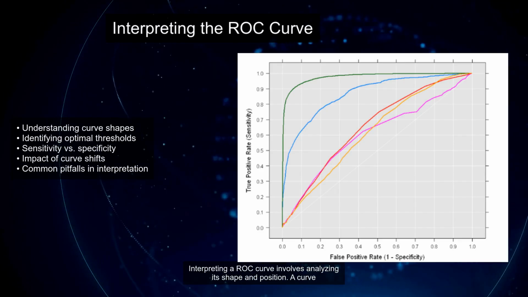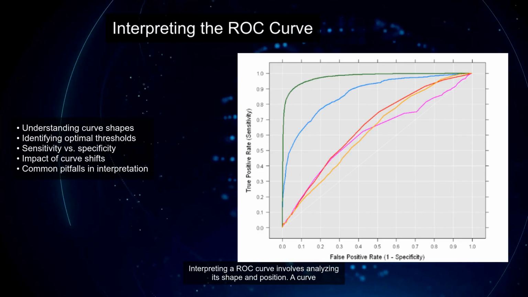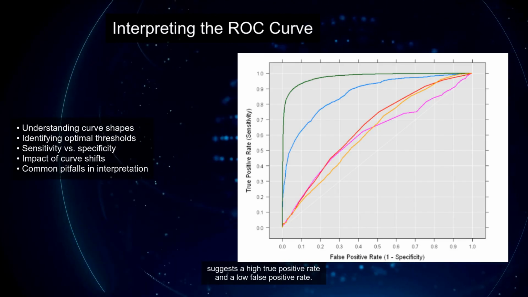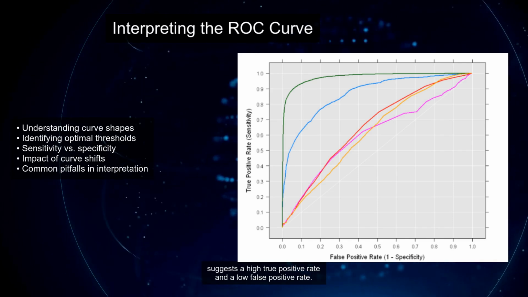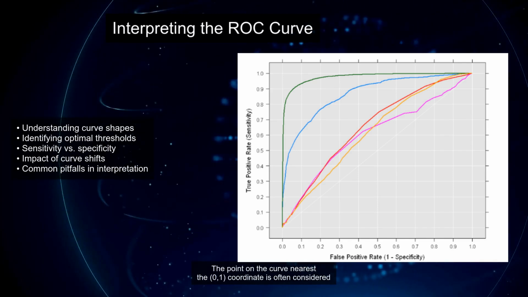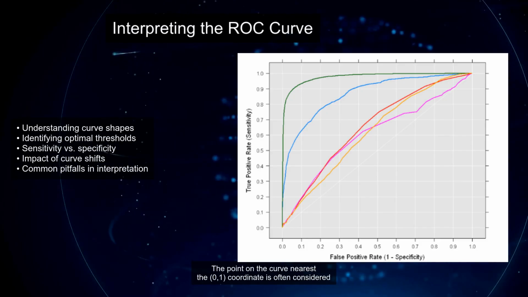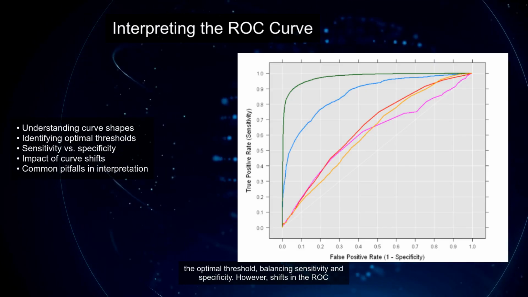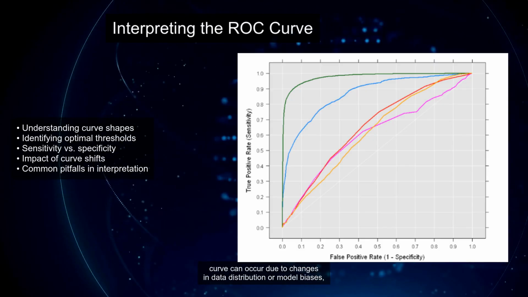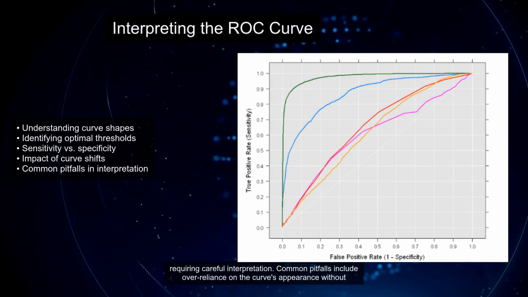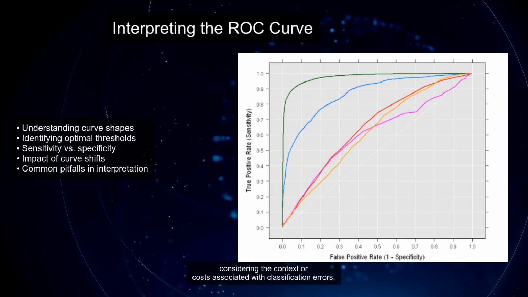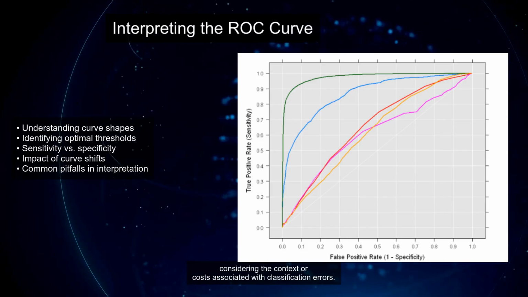Interpreting a ROC curve involves analyzing its shape and position. A curve closer to the top left corner indicates a better performing model, as it suggests a high true positive rate and a low false positive rate. The point on the curve nearest the 0,1 coordinate is often considered the optimal threshold, balancing sensitivity and specificity. However, shifts in the ROC curve can occur due to changes in data distribution or model biases, requiring careful interpretation. Common pitfalls include over-reliance on the curve's appearance without considering the context or costs associated with classification errors.